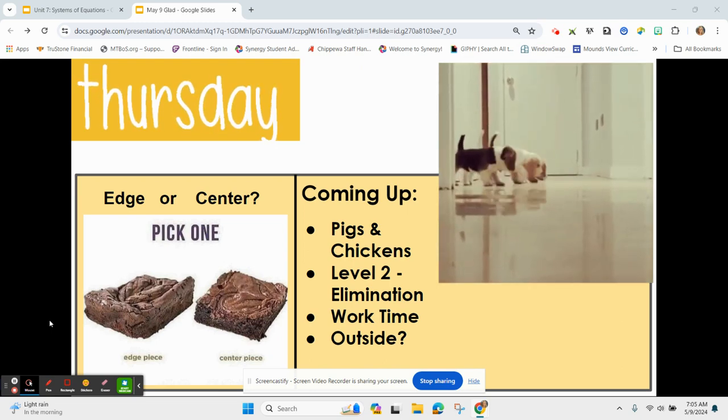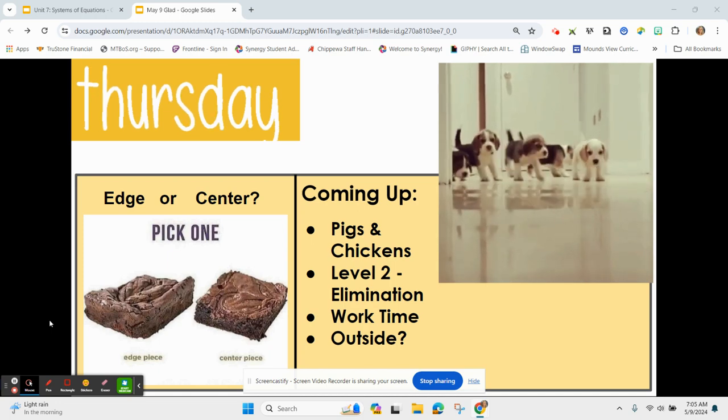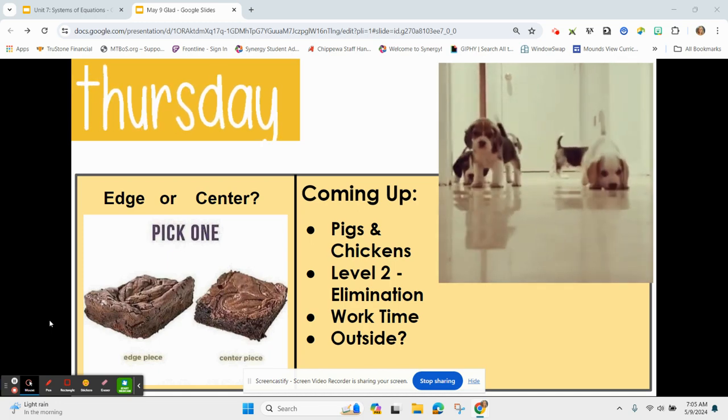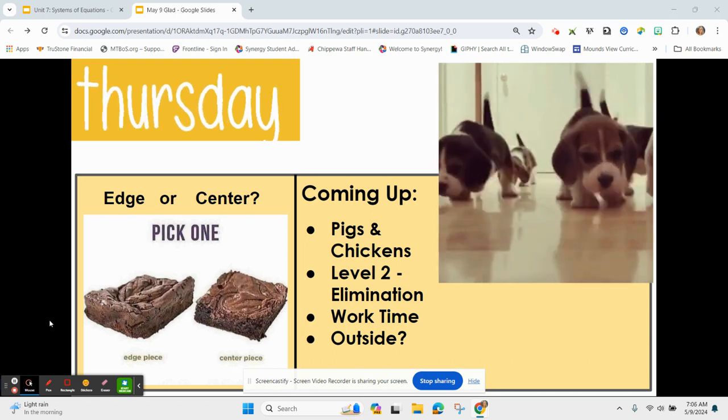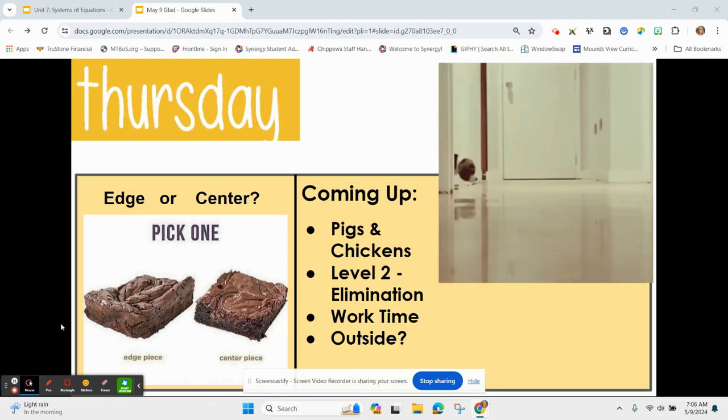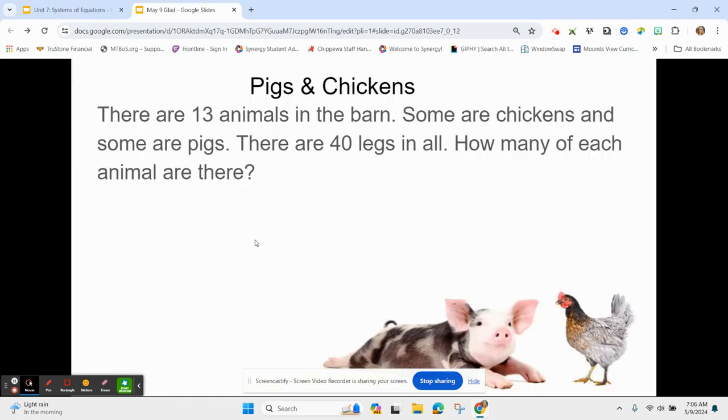We are going to continue with our lesson, starting with pigs and chickens. We're going to do some level 2 elimination and some work time. So let's go ahead and get started.